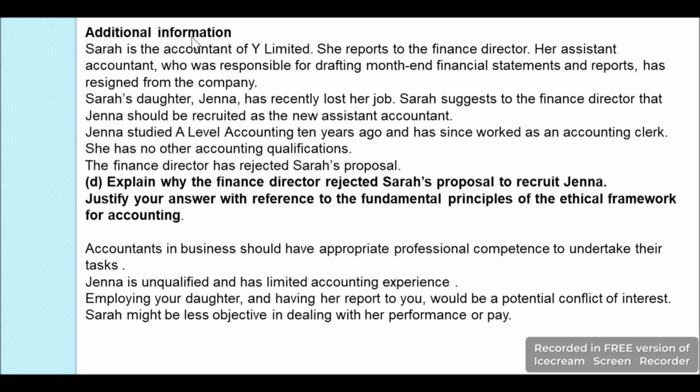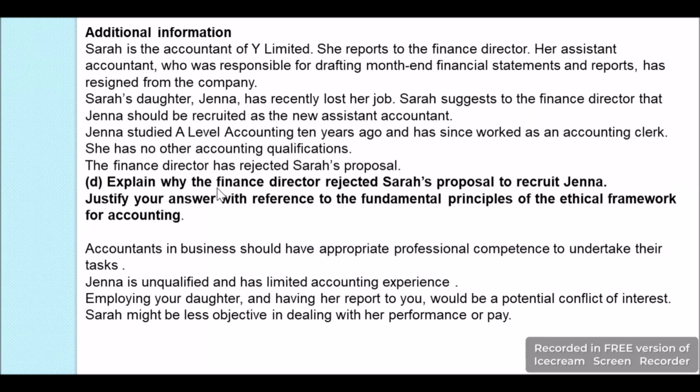Furthermore, additional information is provided. Sarah is an accountant of Y Limited. She reports to the finance director. Her assistant accountant, who was responsible for drafting month-end financial statements and reports, has resigned from the company. Sarah's daughter Gina has recently lost her job. Sarah suggests to the finance director that Gina should be recruited as her new assistant accountant. Gina studied A-level accounting 10 years ago and has since worked as an accounting clerk. She had no other accounting qualifications. The finance director has rejected Sarah's proposal.